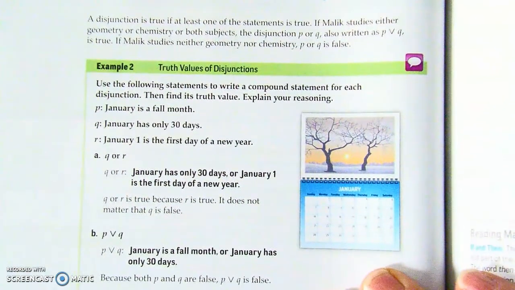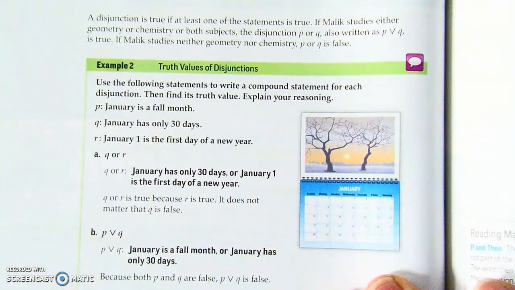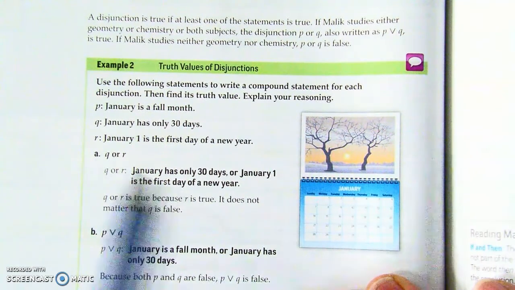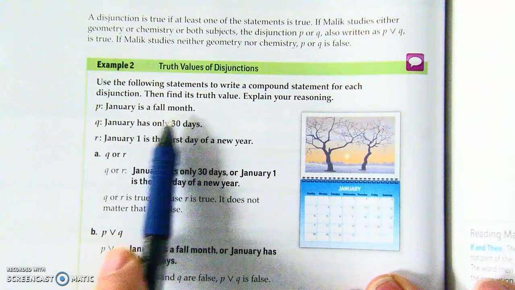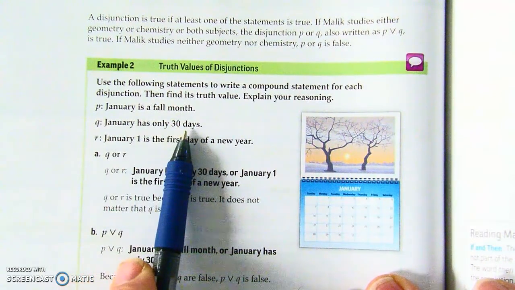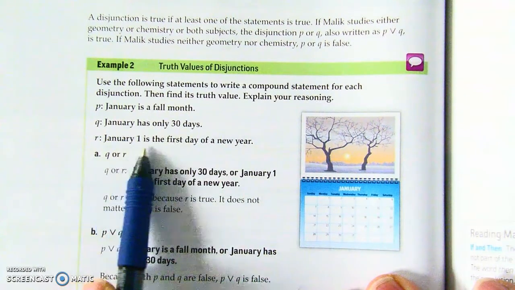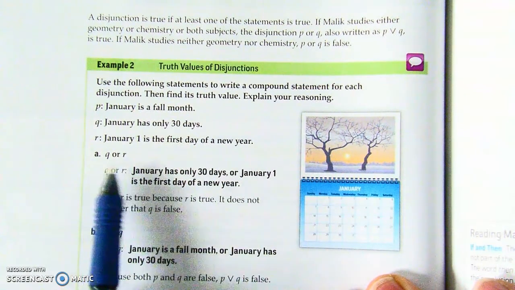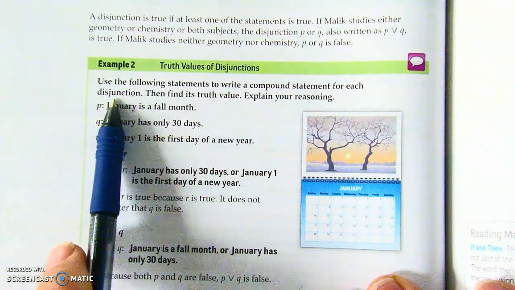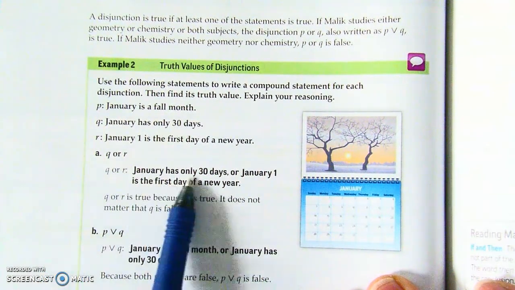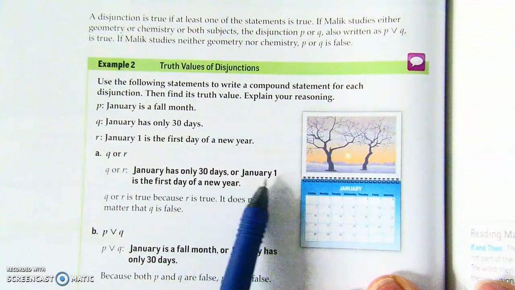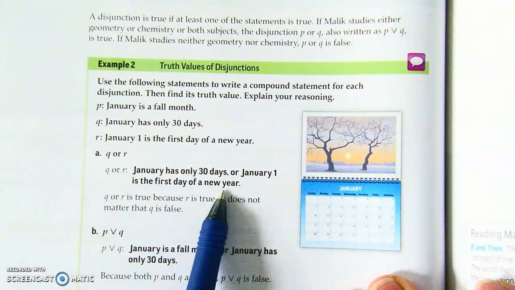Okay, it says use the following statements to write a compound statement for each disjunction, then find the true value, explain your reasoning. So here we go. January is a fall month. January has only 30 days. January 1st is the first day of the new year. Okay? So now we want to do a disjunction. So here's our first scenario, Q or R. January has only 30 days, or January 1st is the first day of the year.